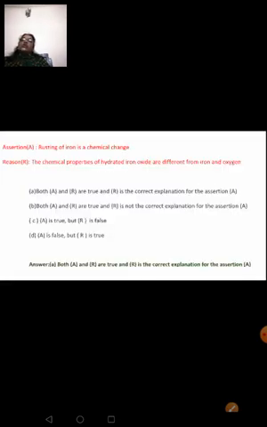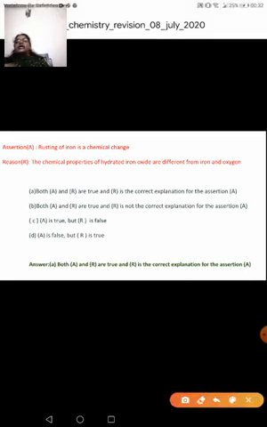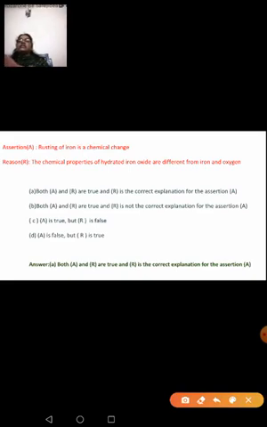Next, I've got you 2 questions. This type of question is very common and is asked in your board exam. Here there are 2 statements given. One is assertion, another one is reasoning, and they have given you 4 options. A stands for assertion and R stands for reasoning. First option is both A and R are true, and R is the correct explanation for assertion A. B. Both A and R are true and R is not the correct explanation for the assertion A. Assertion is true but reason is false. Assertion is false but reason is true. You have to select one option by looking at the statements given.